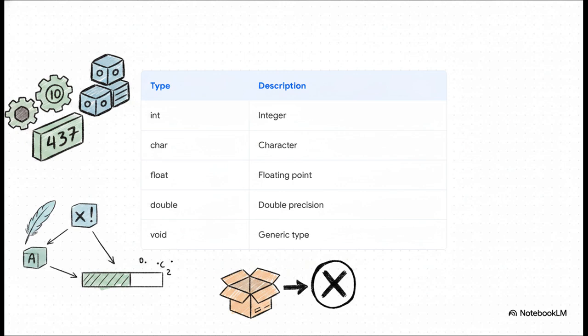We use float and double for numbers with decimal points. And void, well, that's a unique generic type that explicitly tells the program, hey, this returns no value. Ultimately, your choice of material dictates exactly what kind of data your house can hold.